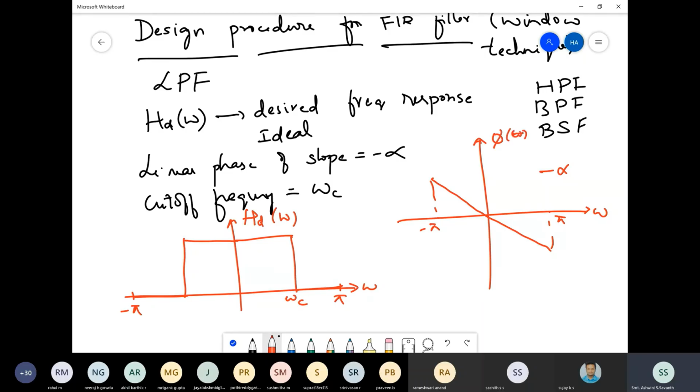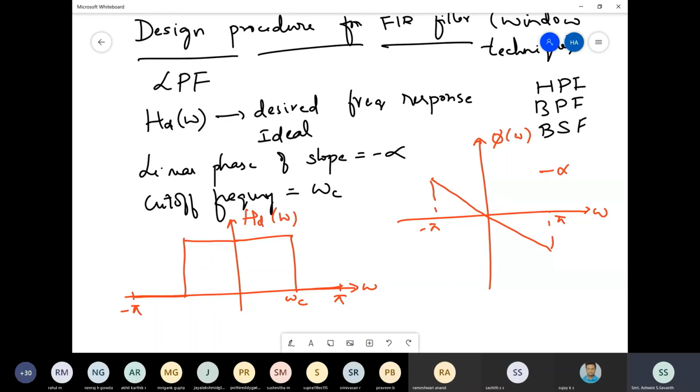So how do we write the equation for this frequency response? Why do we have to write the equation? Because we need to find HD of n next using the inverse DTFT. So how do we write the equation for this low pass filter?